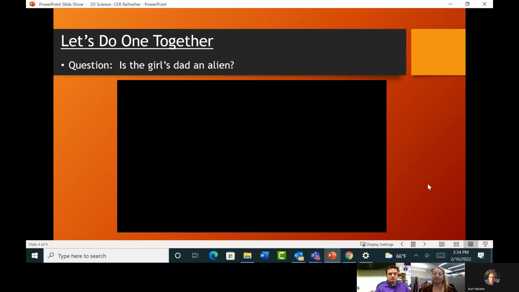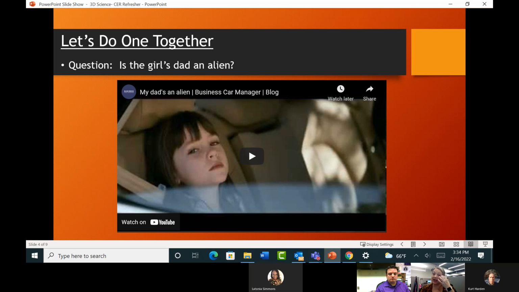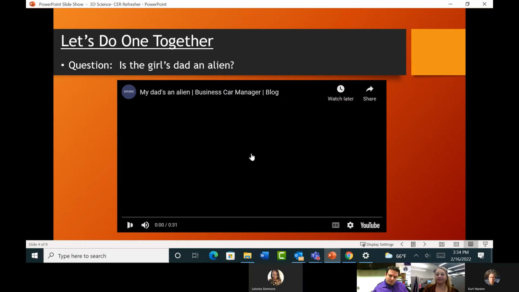So if you have a sheet of paper or a sticky note nearby, we're going to actually do this one together. This is a non-scientific one, but this is an example that you can use with your students to kind of introduce the concept of claim evidence reasoning frameworks. So the question that I'm posing to you is, is the girl's dad an alien? And I want you to watch this commercial. And then as we're watching it, I want you to jot down or just bullet point some evidence to answer this question. Is the girl's dad an alien?